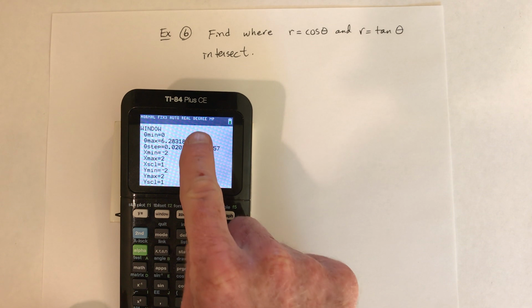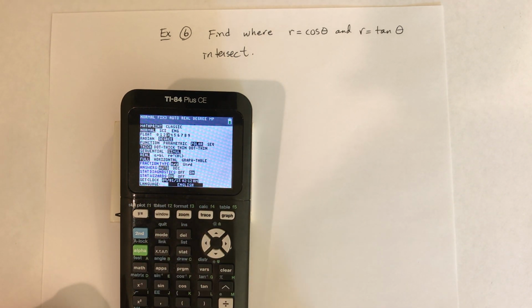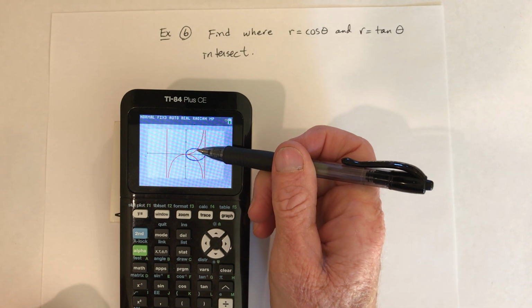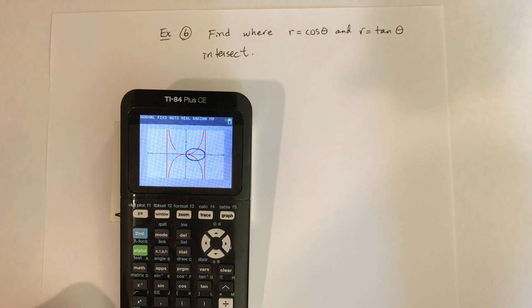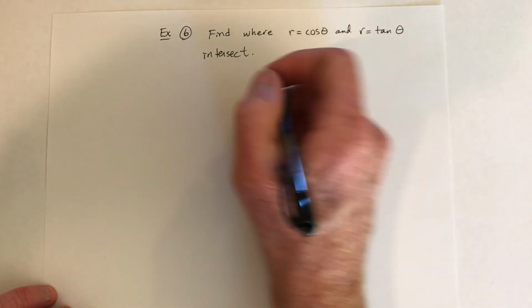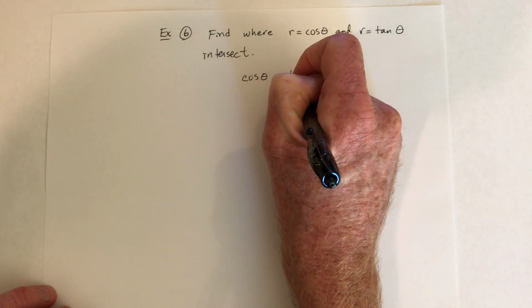And when I graph, I use radians, so I need to switch that over. And then go to the graph. There's one intersection, two intersections. So there's actually only two intersections, that one and that one, because they have to get to the same place at the same time. Now to find out where that is, you set them equal to each other. So when does cosine equal tangent?